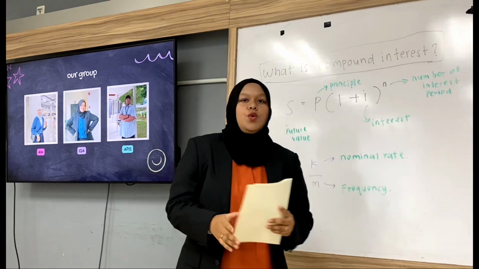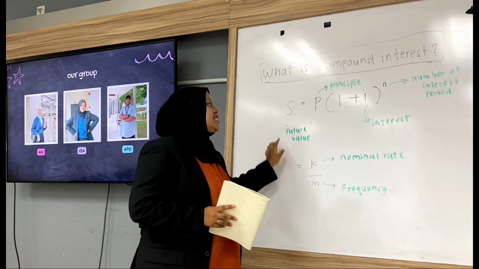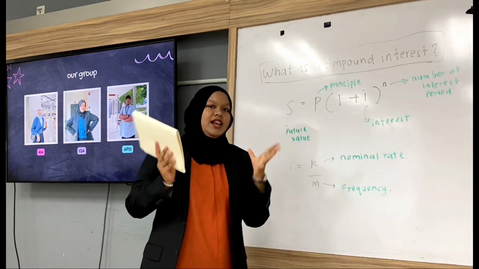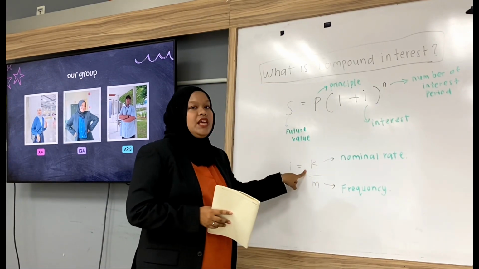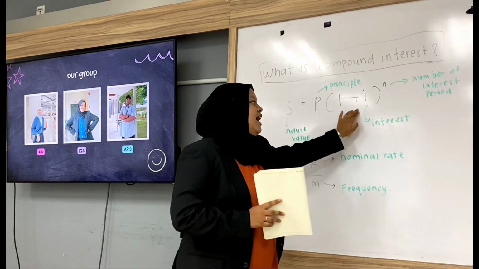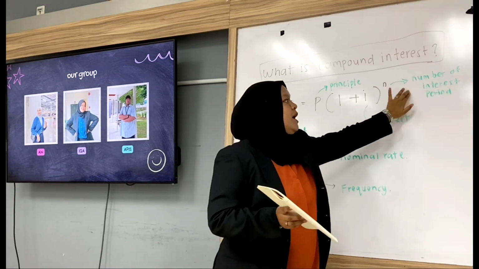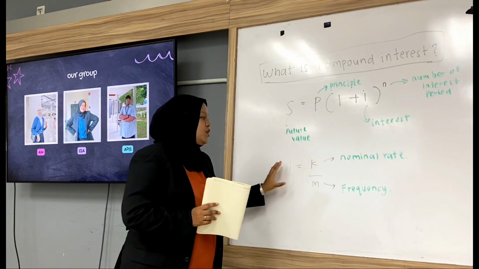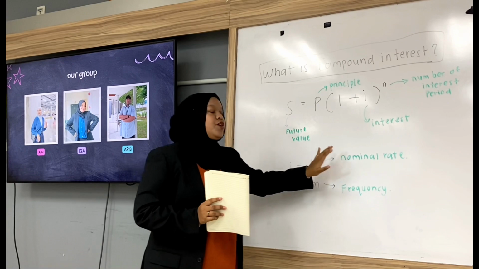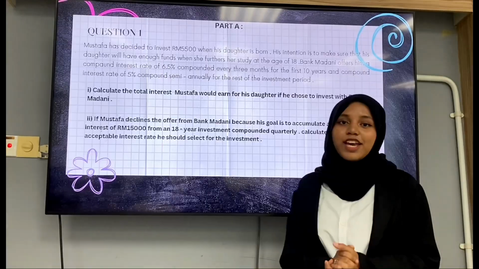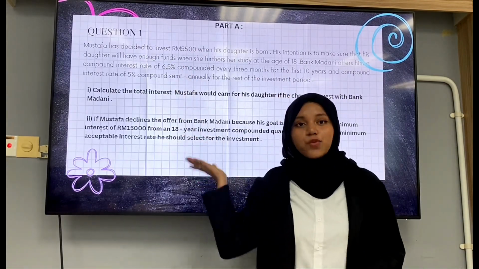For this chapter, we use two formulas. First is S equals P(1 + i)^n, and the last one is i equals k over m. S stands for future value, P is for principal, i is for interest, and n is for the number of interest periods. To find the interest, we use the formula k over m, where k stands for nominal rate, while m stands for frequency. That's all, guys.